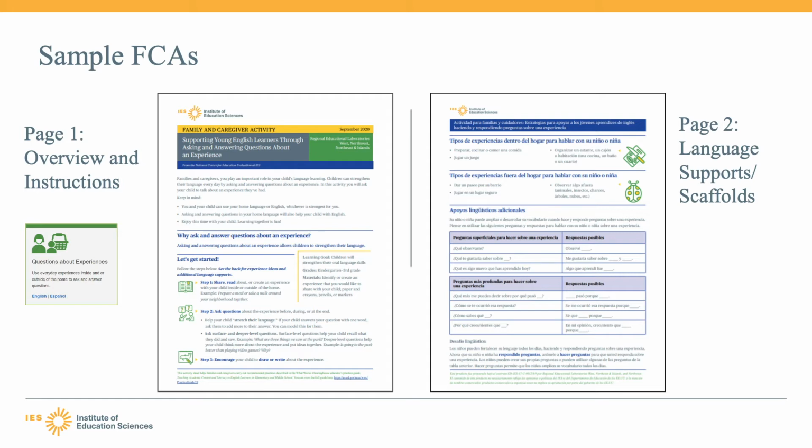I want to be sure to point out that the FCAs are in both English and Spanish with a consistent structure throughout. On page 1, you'll see an overview of the activity itself, and that's on the left. On page 2, you'll see language supports and sometimes language challenges that go along with the activities. So as families and caregivers use one of the activities, the others will become familiar and easy to use. And they really can have fun.